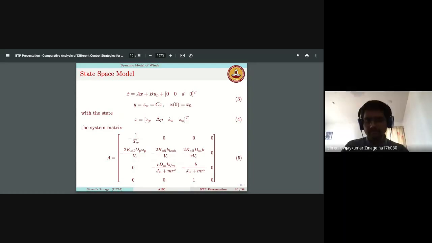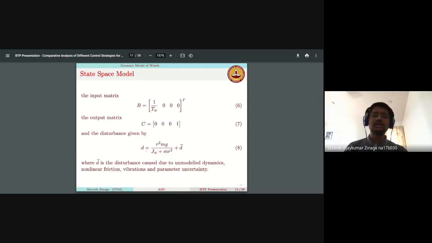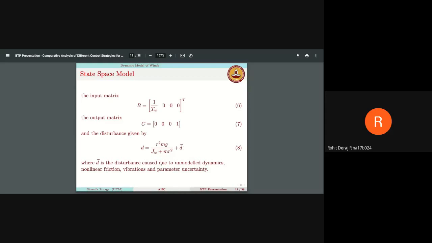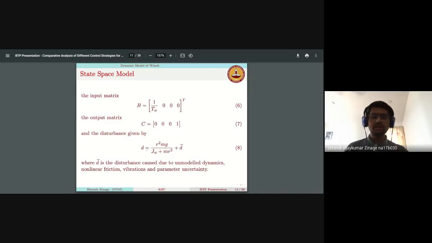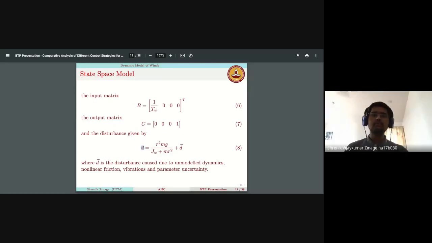Shrenik, how are you modeling the unmodeled disturbances there? Yeah, so this is the disturbance that I'm considering, D bar. This total D, which I would be taking, which is D tilde plus R square mg, I would be varying as per my needs to check whether the system is able to reject disturbance or not. So this D is what I would be generating based on my need.